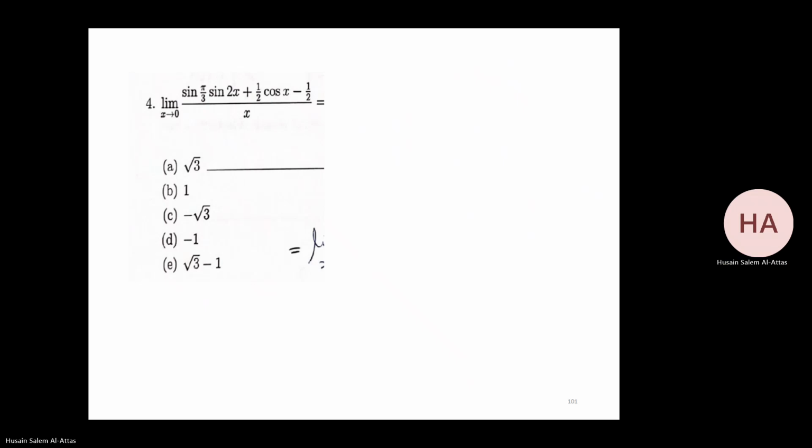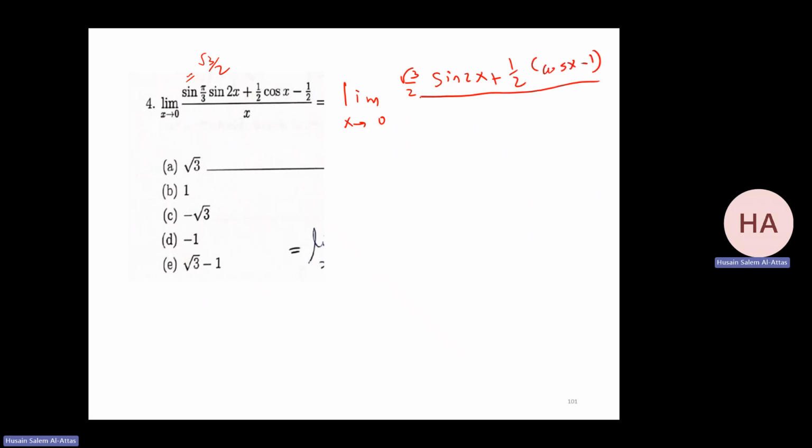Okay. The same idea exactly. What will happen? This sine pi over 3 is square root 3 over 2. It's just a number. But you make it sine pi over 3. It's only a number. So I have the limit as x goes to 0 of square root 3 over 2 sine 2x, plus half cosine x minus 1 over x. Now distribute it. It will be square root 3 over 2 sine 2x over x plus half cosine x minus 1 over x.